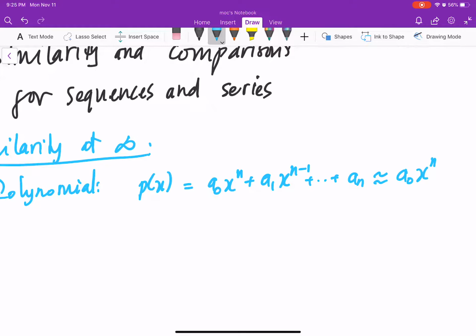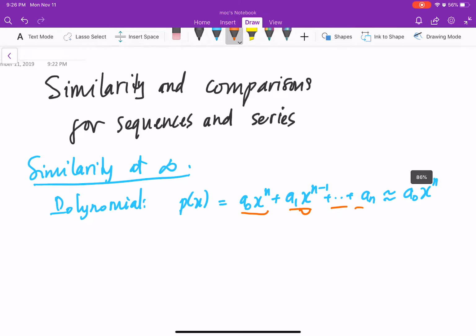Because at infinity, those terms, x to the n minus 1, x to the n minus 2, and so on, are very small with respect to a0 x to the n, because n is the highest degree in this polynomial, right? And that is the degree of this polynomial. So when x approaches infinity, x to the n approaches infinity faster than any other terms in here. That's why we say the behavior of the function P(x) is very similar to the behavior of a0 x to the n. So basically, I picked the term with the highest degree in here.